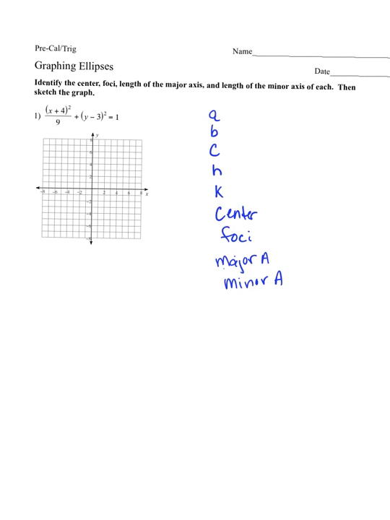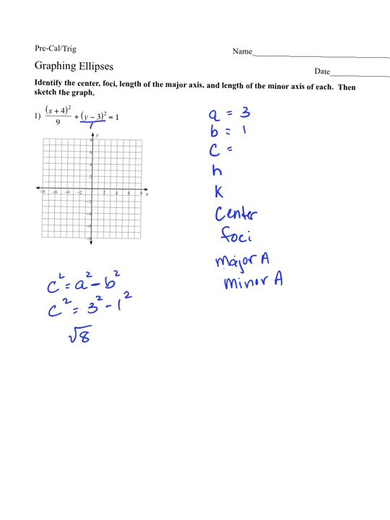If you look at this equation, it doesn't have a number underneath the y minus 3. I'm going to put a 1 there. So that means that 9 is the bigger of the two numbers, so the square root of 9 would be a. So a is 3. And the square root of 1 would be b. b is 1. And we know that c squared equals a squared minus b squared.